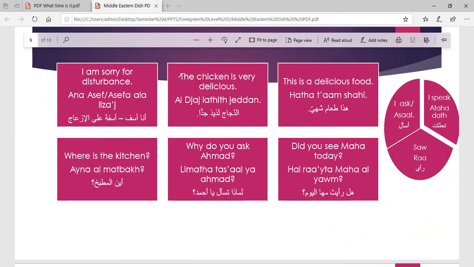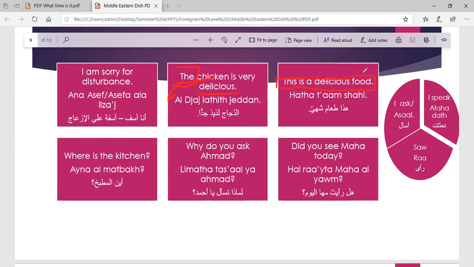What do you mean by the chicken is very delicious? Okay, dajaj is chicken. Ad-dajaj, please. When you have the, you have to put al. Al-dajaj. Okay? So al-dajaj, latif, jadan. Okay, so ladith comes first because delicious and we shuffle them. So al-dajaj ladith jiddan.